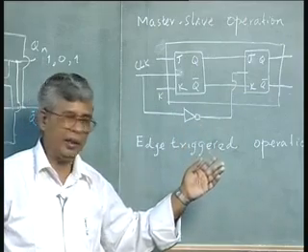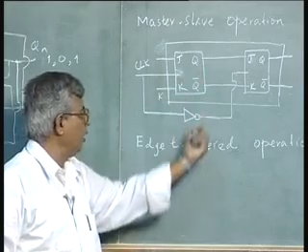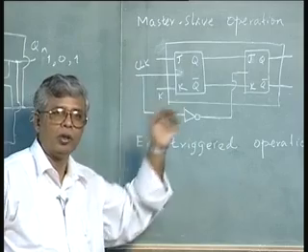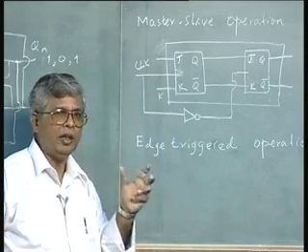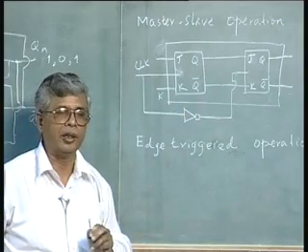One other way of doing it is I will let any change in the input change the output only when the clock changes from 0 to 1 or 1 to 0. In between, even though the clock is high, any change in input will not affect the output. This is called the triggering operation, edge triggering operation.